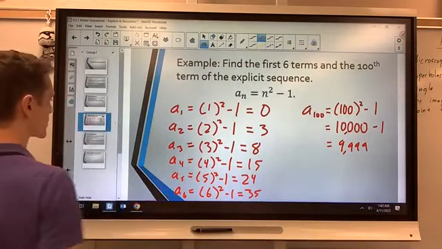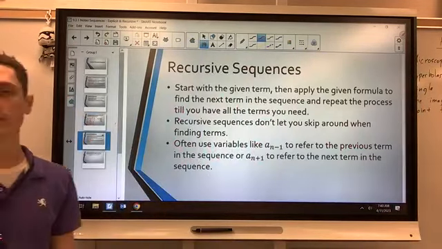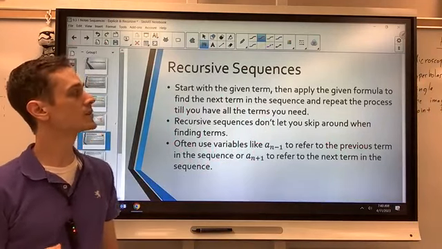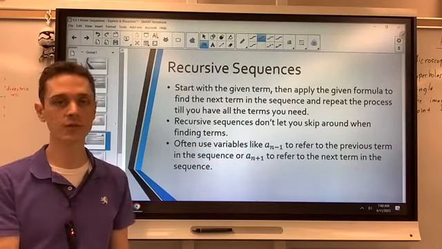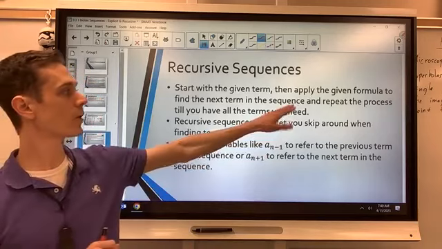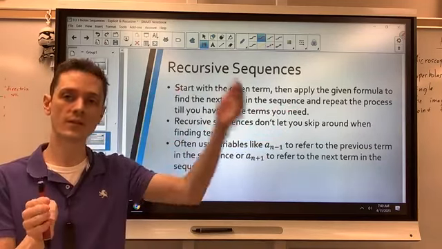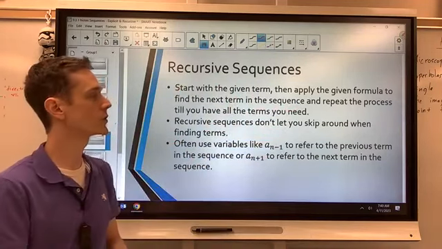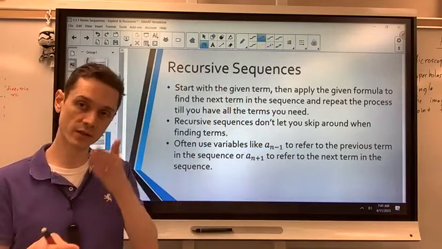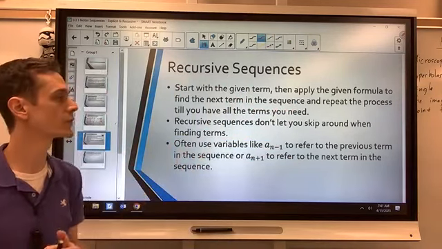Now let's look at the recursive sequences for comparison. For a recursive sequence, they're going to give you a term, usually it's the first term in the pattern, and then they're going to give you a formula for what you can do with that number to find the next number in the pattern. So you're going to keep repeating the process, then you're going to use the second term to find the third term to find the fourth term, etc.